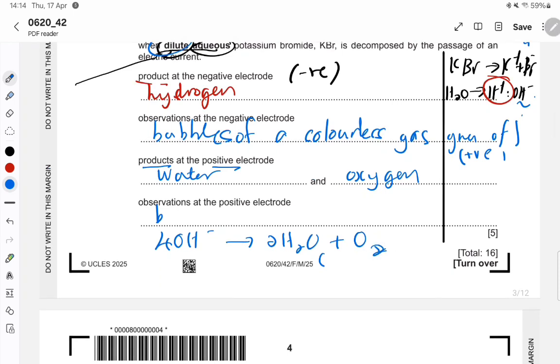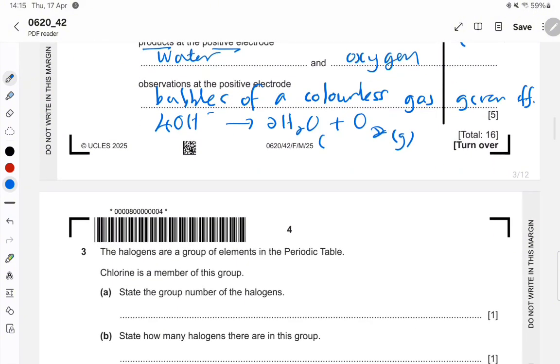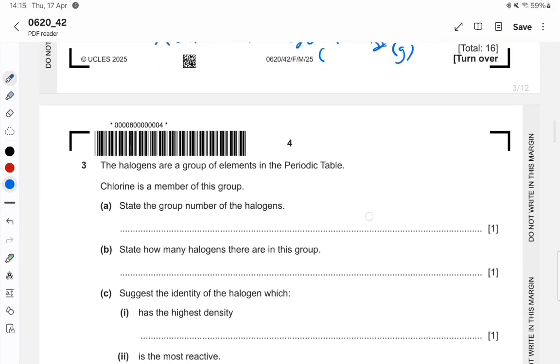Okay, so what can you see? But if you farted, you can see bubbles coming out, right? So bubbles of a, again, colorless gas given off. Are you clear, class? Great. Now we go on to question 3.